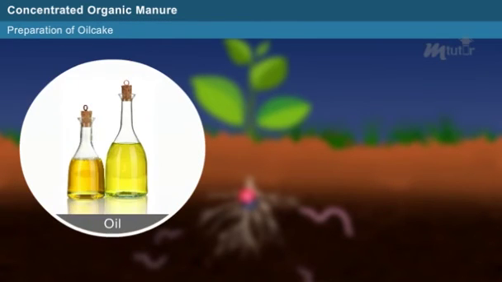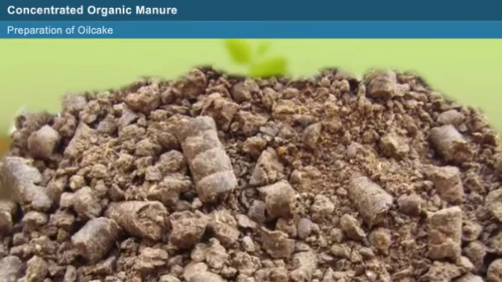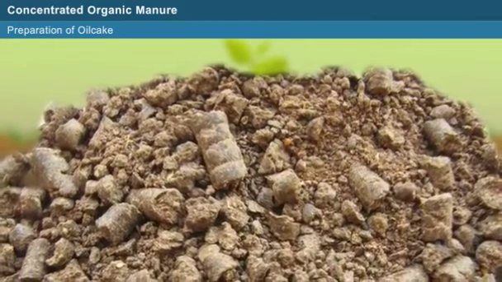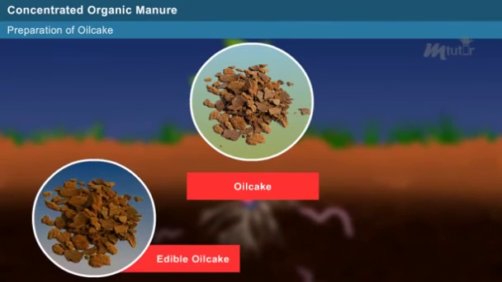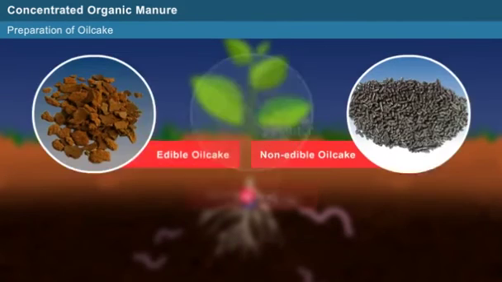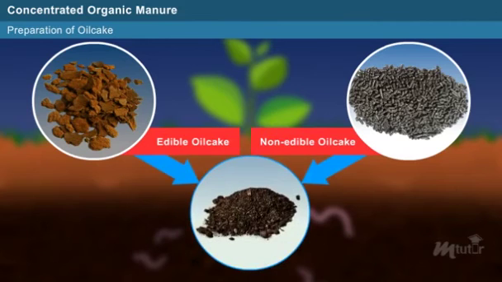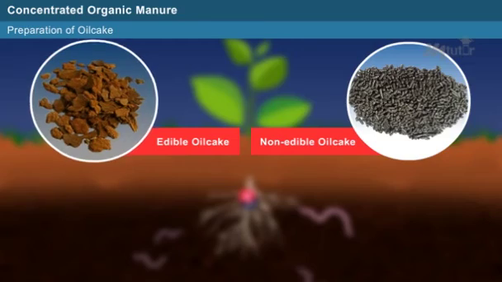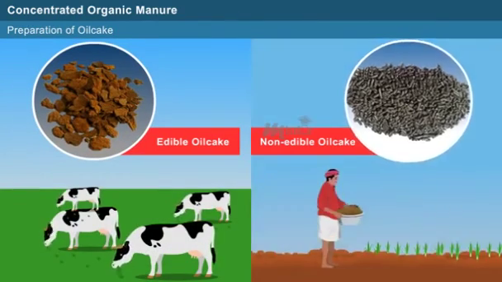In general, oil is extracted from oil seeds. In this process, after the oil is extracted, the remaining proportion can be dried and used as oil cake. Oil cakes can be classified into two types, namely edible oil cake and non-edible oil cake. Both types of oil cakes can be used for the application of manures. However, it is reliable to use edible oil cakes as cattle feed and non-edible oil cakes as manure.